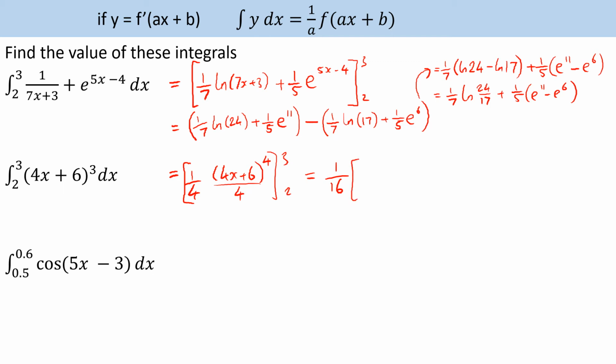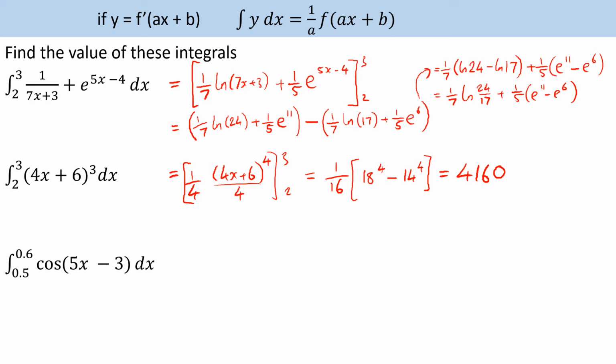And then we want to do, again, I'm going to pause here. So if we sub in 3, we're going to get ourselves 18 to the 4. If we sub in 2, we're going to get ourselves 14 to the 4. And that actually works out as a nice answer. We're going to get ourselves 4,160 out of all that.